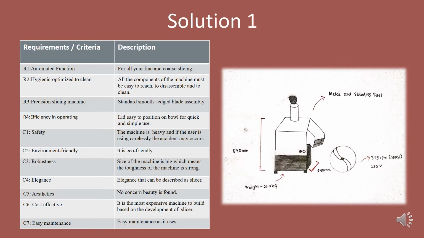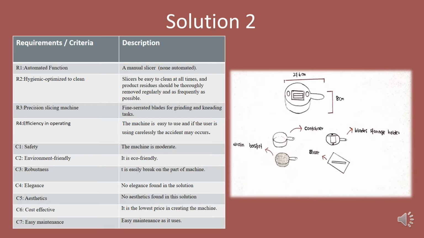This is the diagram of solution 1. For solution 2, this is also the requirement table, from R1, R2, R3, R4, C1, C2, C3, C4, C5, C6, C7. There is also the description of this table. This is the diagram for solution 2.